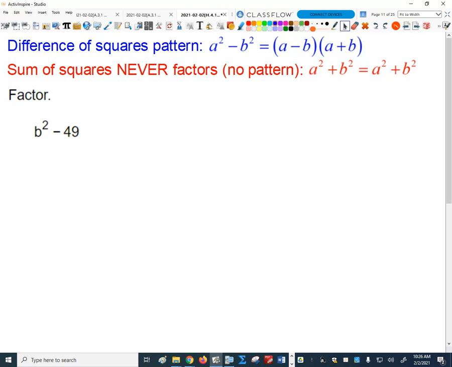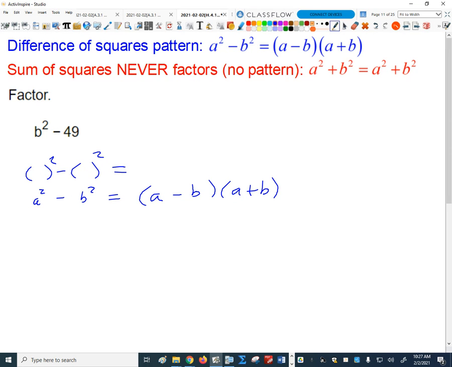Okay, so let's see if we can use our difference of squares pattern to do some factoring. What about an expression like this, b squared minus 49? My goal is, can I write that as a difference of squares? Can I write it as something squared minus something squared? Because if I can, this is like an a squared, and that's like a b squared. And my answer is just whatever that is, a minus b times whatever that is plus whatever that is, a plus b.